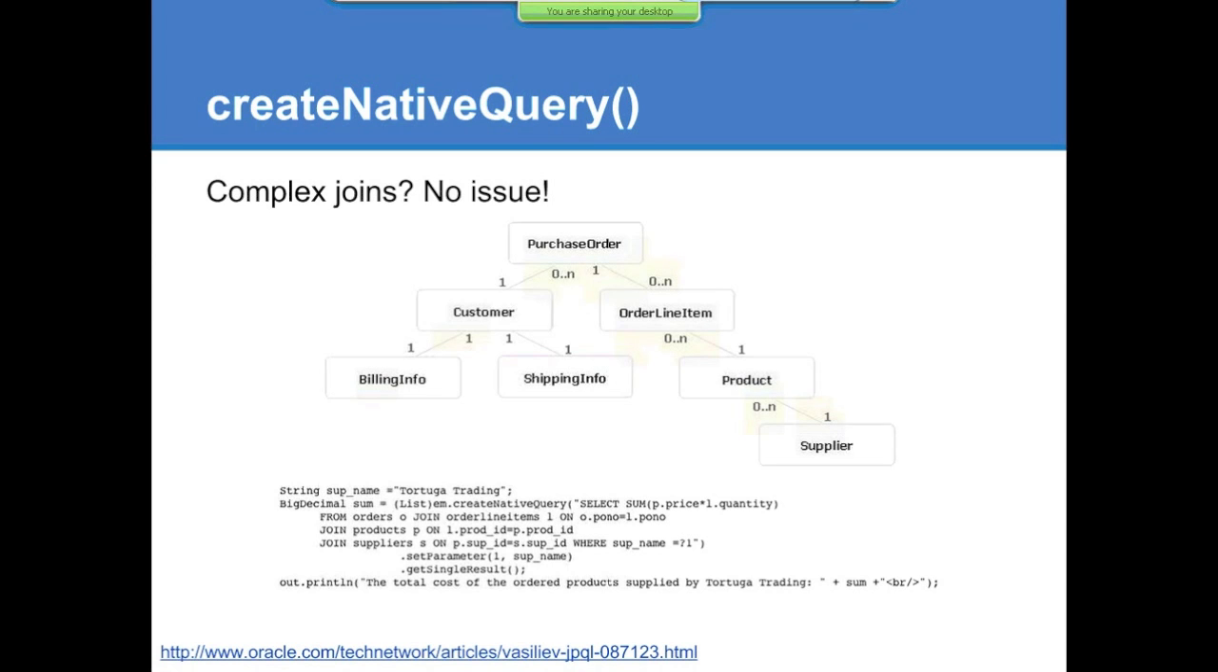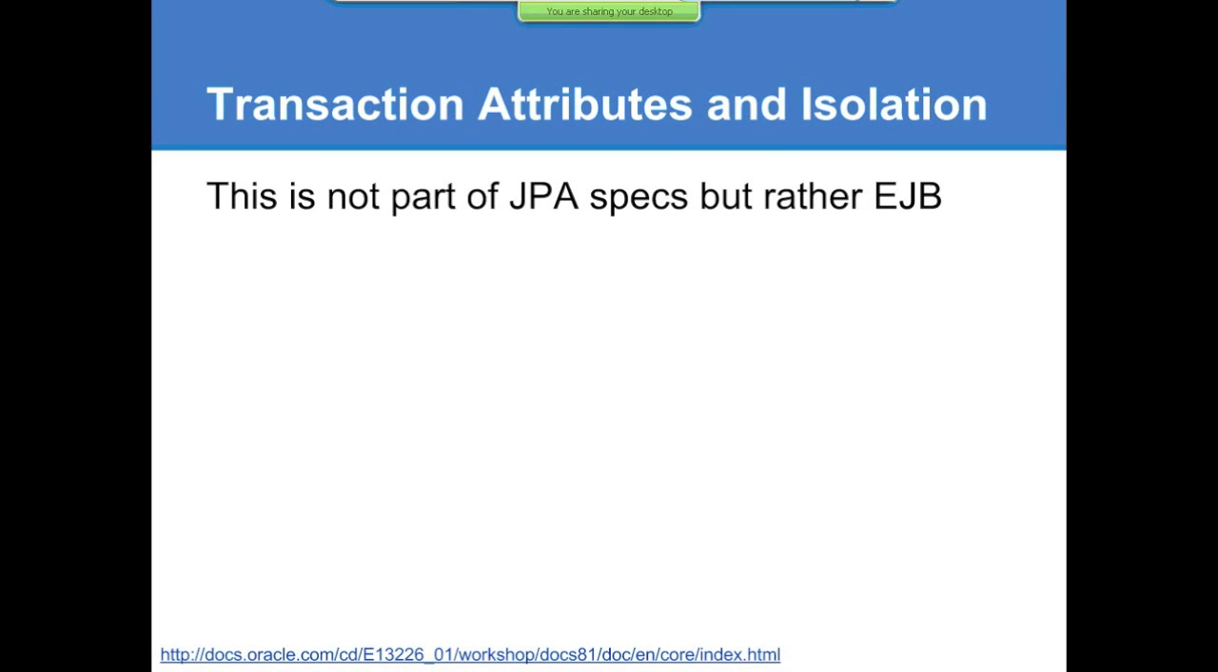Transaction attributes, all those things are not part of the JPA. They're part of the EJB. And today is not about EJB, right? I'm pretty sure you know what the isolation level is and you know the table locking, all those things. Those are EJB, later.